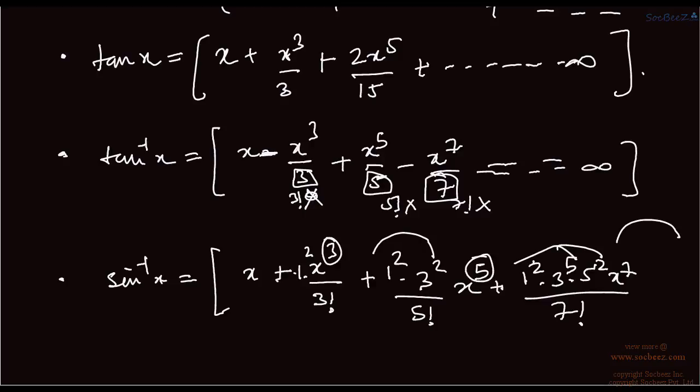And these powers will be just the next number. If this is 1, then this will be 3. If this is ending at 3, then this will be 5. If this is ending at 5, then this will be 7. And the power will be the factorial downwards at the denominator. This will go up to infinity. Fine. So these are the 9 important relationships.